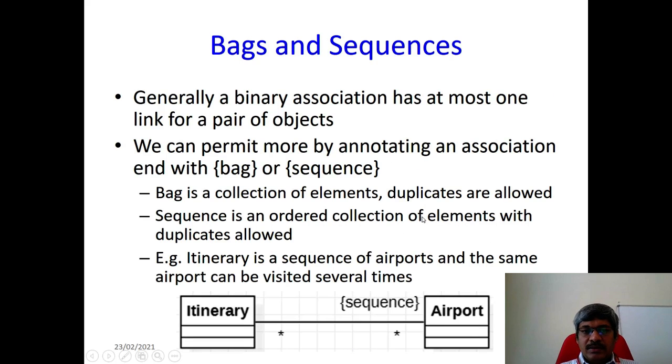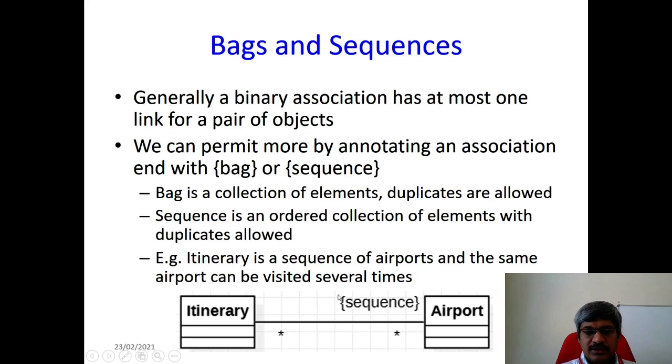Then bags and sequences are also possible. Generally, a binary association has at most one link per pair of objects. This we have already discussed. I also mentioned at that time that there are exceptions with bags and sequences. Let us look at what they are. We can permit more by annotating an association end with bag or sequence. A bag is a collection of elements, and duplicates are also allowed. I will give you an example.